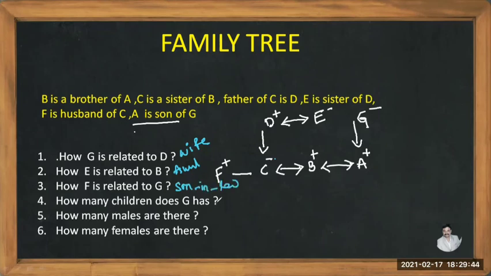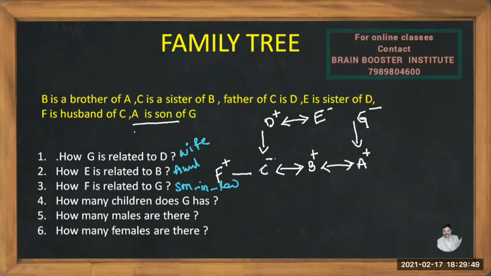Now, how many children does G have, my dear friends? Two sons, one daughter. So G has three children. And how many males are there? We only need to count the positive members. One, two, three, four. See how much it helps by recognizing the gender of each person. So please don't forget to recognize the gender. Gender is the most important thing in blood relations. How many females are there? As there are only seven family members, out of seven there are four males, so the rest must be females. So three.